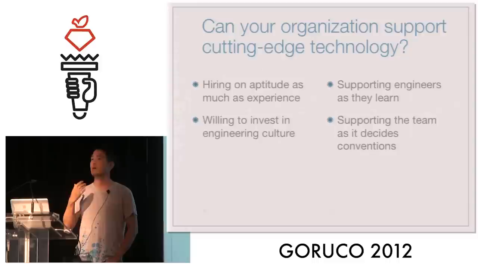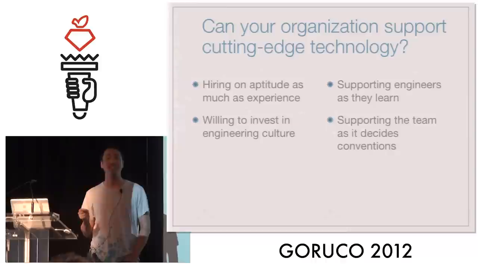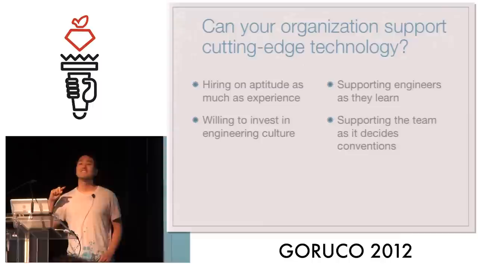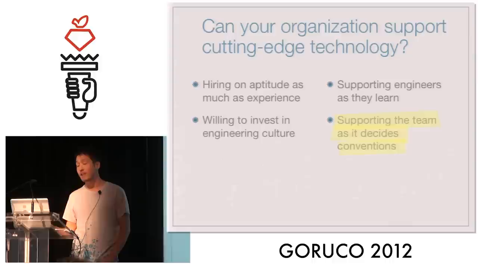Can you actually hire for aptitude as much as experience? Do you know how to evaluate? Do you know how to correct those mistakes quickly if you make them? Can you invest in an engineering culture? Are people outside of the engineering team tolerant of the time it might take to invest in that engineering culture? Can you support engineers individually as they learn? Can you support the team collectively as it grows its own conventions? And this last one is actually a big deal.